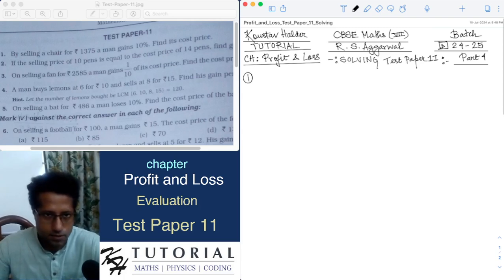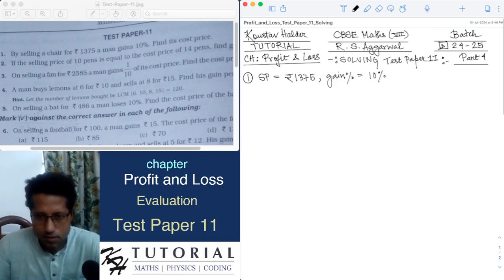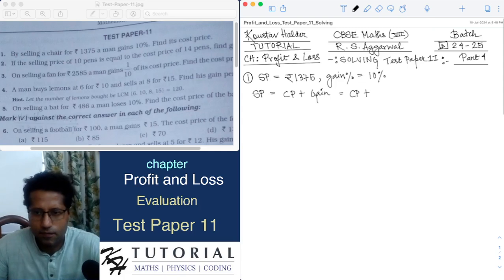Problem number 1 says that by selling a chair for rupees 1375, a man gains 10%. Find its cost price. Okay, so we know that the given selling price is equal to rupees 1375 and gain percent is given to be 10%. So the cost price has been asked. Now we know that if there is a gain, then the selling price is equal to cost price plus the gain. Gain is given to be 10%, so that is 10% of the cost price.